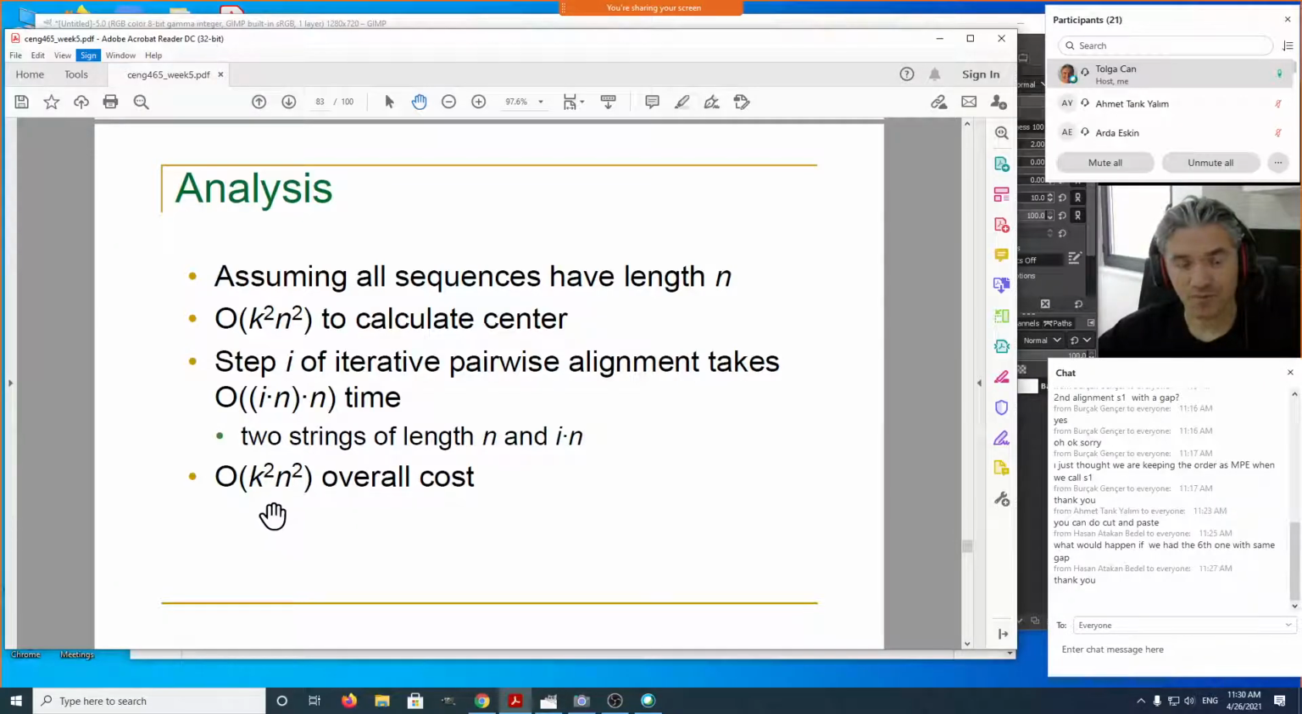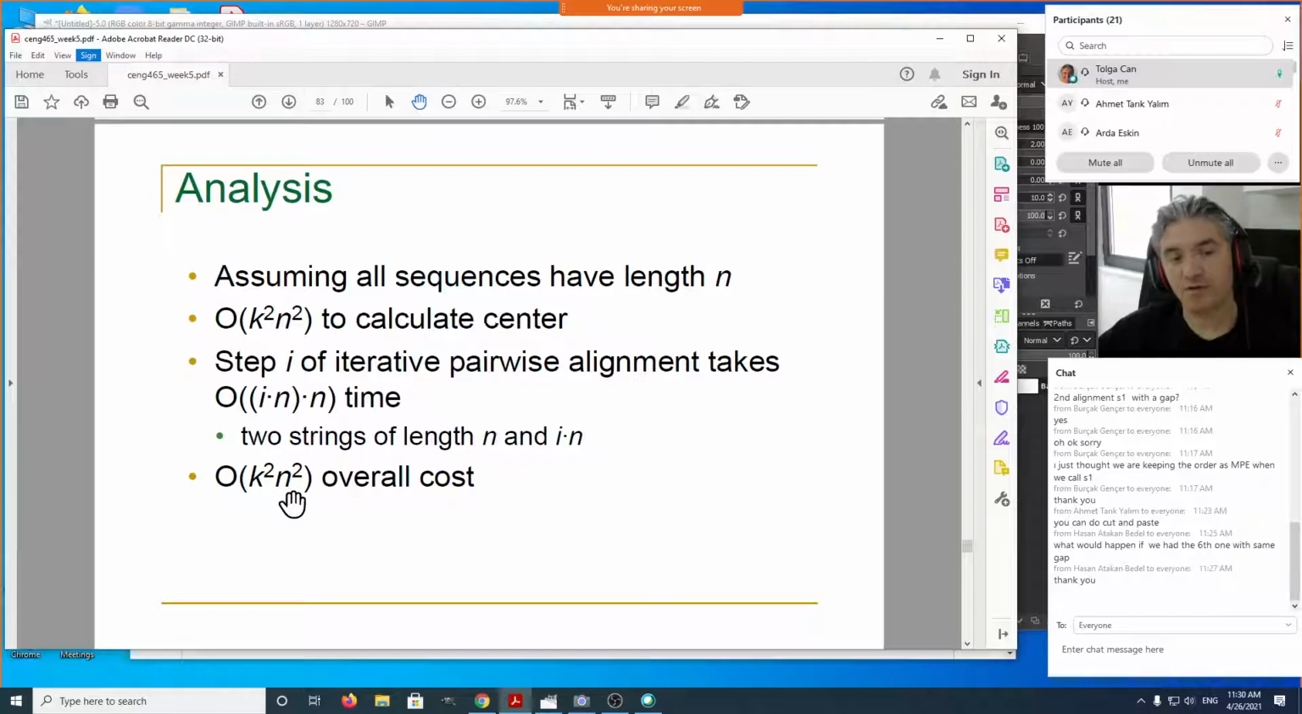Compare this to 2 to the k times n to the k, I mean, the dynamic programming case. If we were to use the dynamic programming solution to align those k sequences, we would have an exponential complexity, and this is polynomial. This is what heuristics are for. We make sacrifices. We may not always get the best alignment, but we do it for the benefit of faster running time. So star alignment runs really fast in polynomial time.